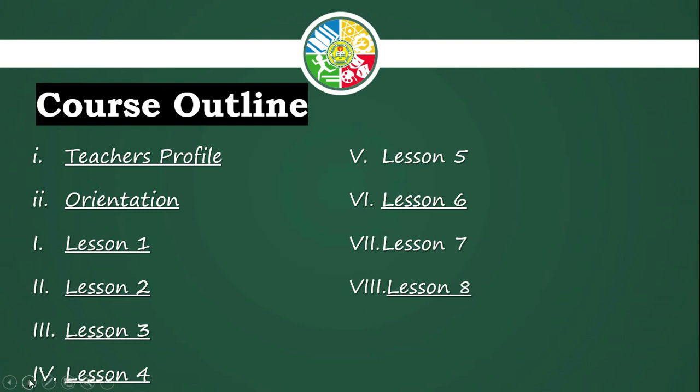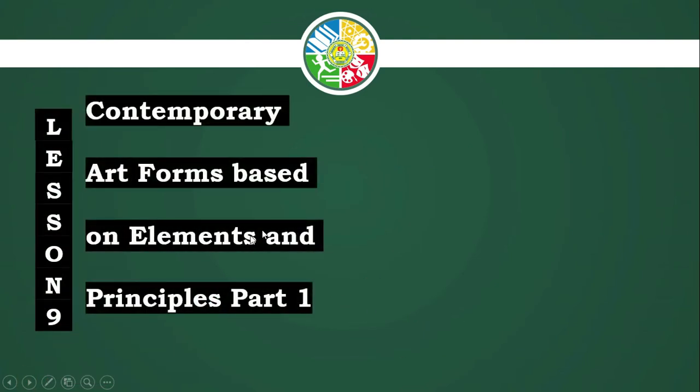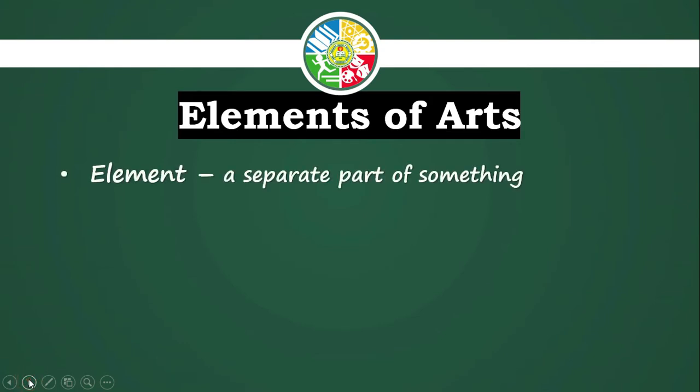For our new lesson, Lesson 9, our topic is all about contemporary art forms based on elements and principles. This is just part 1 because the continuation will be discussed next meeting. Let us first discuss the elements of art. Starting with defining element. Element refers to a separate part of something.